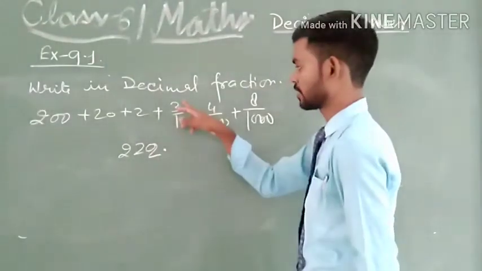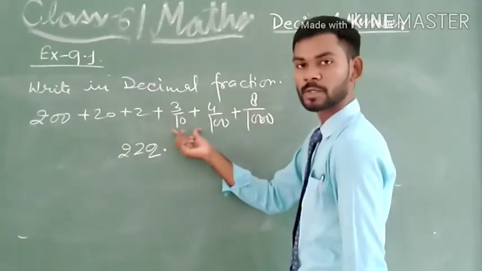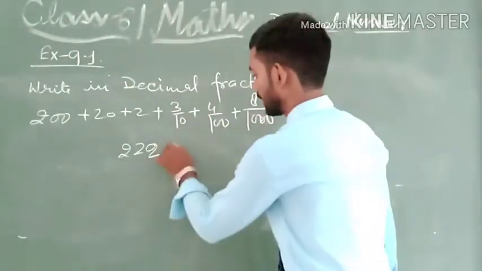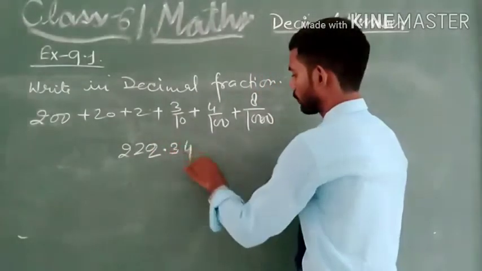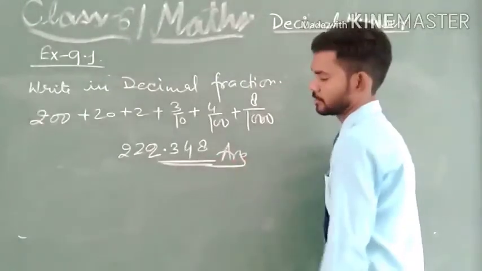So here we get 222, and this is the fractional part. In this fraction the denominator is 10, which means that this digit will be at the tenths place, and here we get 3, similarly 4 and 8, and hence we get our required result.